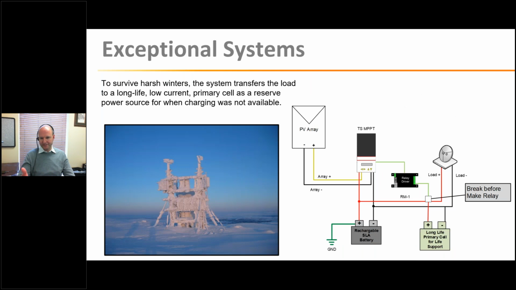Again, this is not a design diagram, but they were able to actually transfer between the rechargeable cycling lead acid design, or maybe it was NiCad in this case, and a standby battery that could be used to get the very low current draw through the winter. And I've never really seen a system like this, so I like to reference it often in presentations.